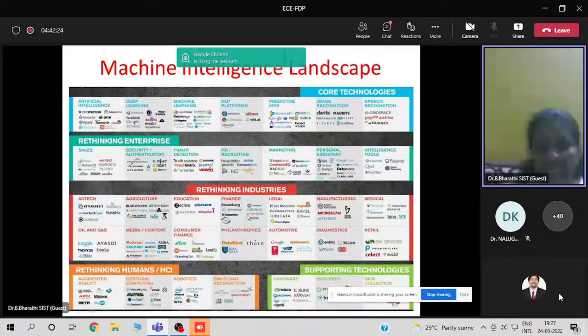In legal you have Ravel, you have Lex Machina. All these are tools which are coming in. So all these are companies which are coming in with a lot of tools. So this is one picture which can give you an overall idea of the amount of machine learning which is happening, or which is touching our everyday life. All of us are using one or the other product of this.